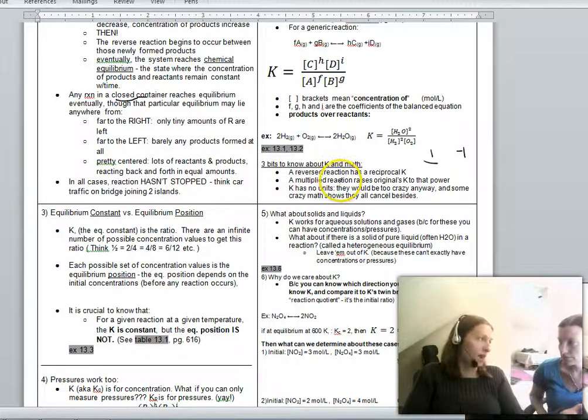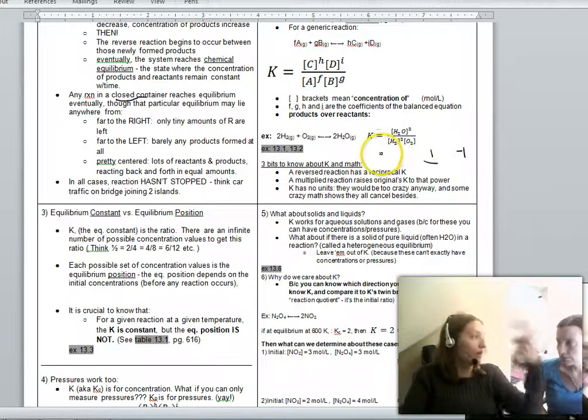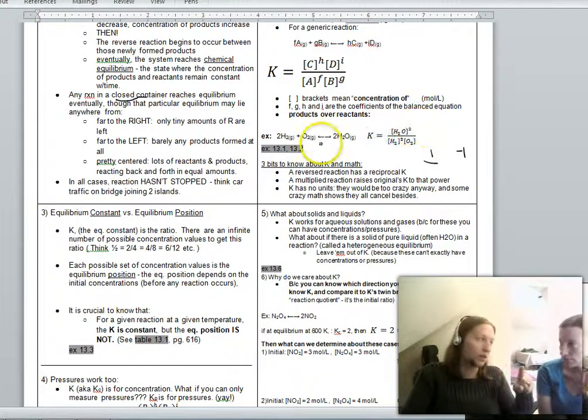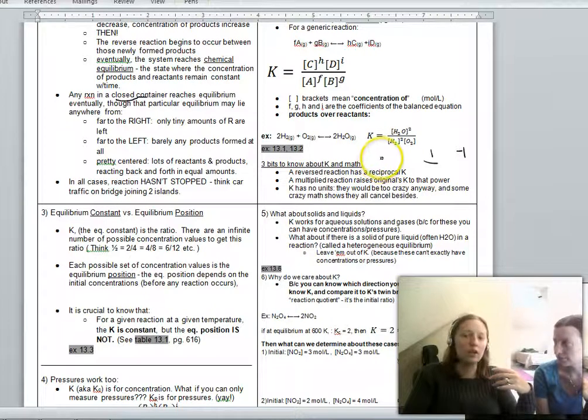if you have a multiplied reaction, so for example, if instead somebody writes this as 4 H2 and 2 O2 yields 4 H2O, if you've multiplied the entire thing by 2, that changes your exponents, right? It raises the original K to that power. It's like taking this and squaring the whole thing. So if you've doubled the equation, you square K. So those are two things. It just makes sense the way the math works if you're being good with your algebra.